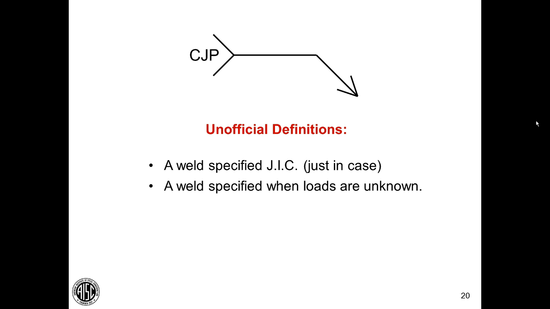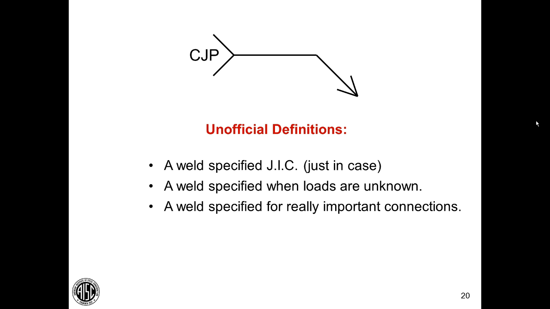Yes, a CJP generates the same strength as the attached material when loaded under static conditions. However, we really ought to know the loads when we're designing our connections. The third one, a weld specified for really important connections. We can make welded connections, even really important welded connections, with fillet welds of the proper size. We don't have to go to CJP.